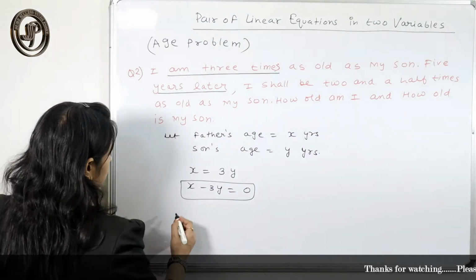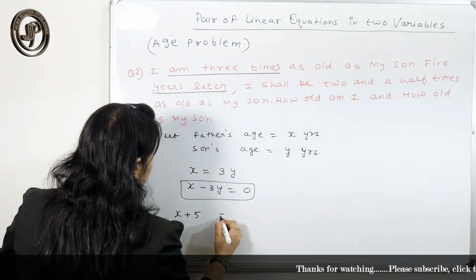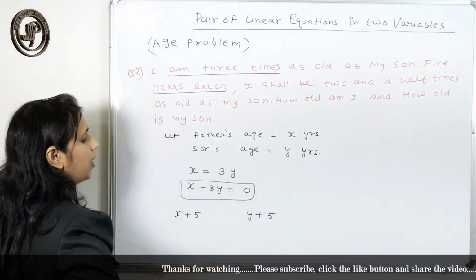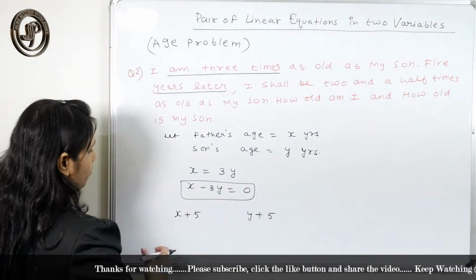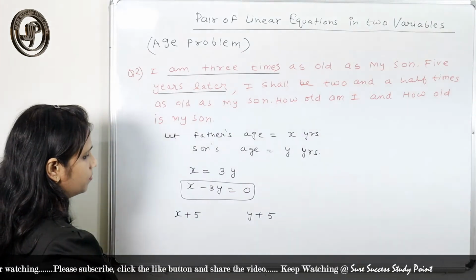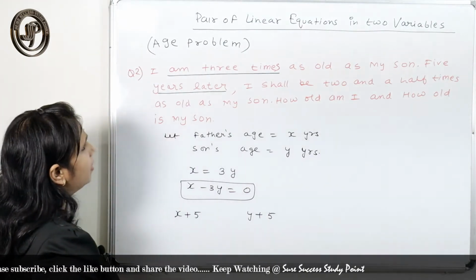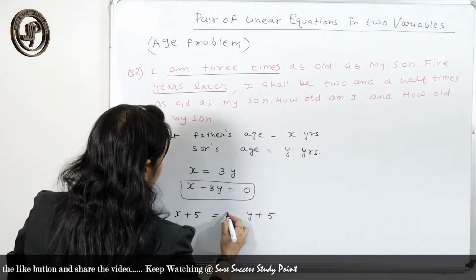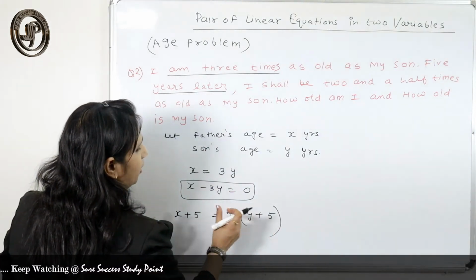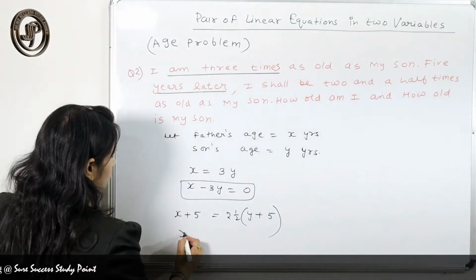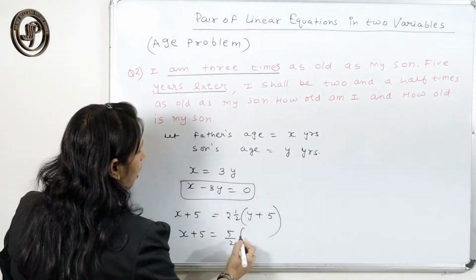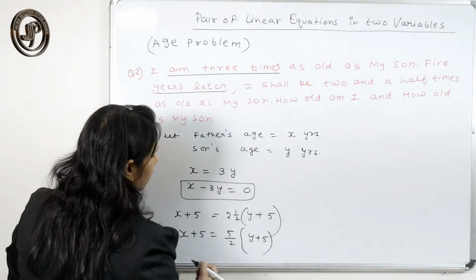5 years later means I need to add plus 5 to both of their ages. Then father will be 2.5 times the age of his son. So x plus 5 will be equal to 2.5, you can write 5 by 2, times y plus 5.